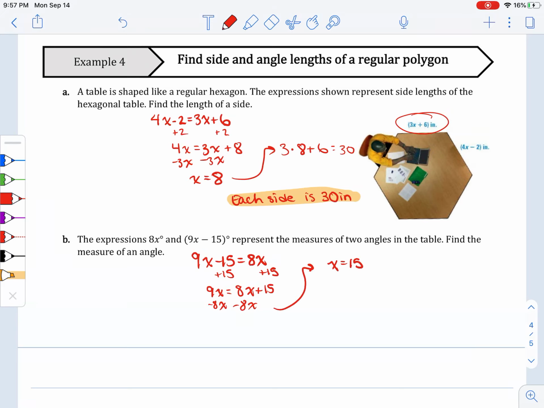And again, I'm not done. I need to plug this in. So I'm just going to plug it into this one because it's a little easier. So it'd be 8 times 15. So each interior angle is 120 degrees. So each angle is 120 degrees. So this is what your practice today looks like.